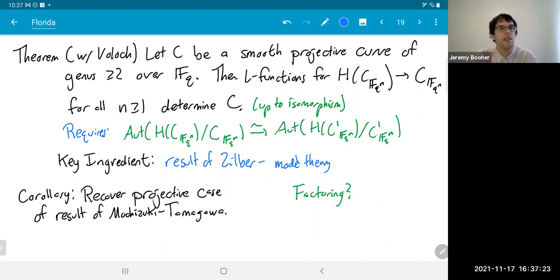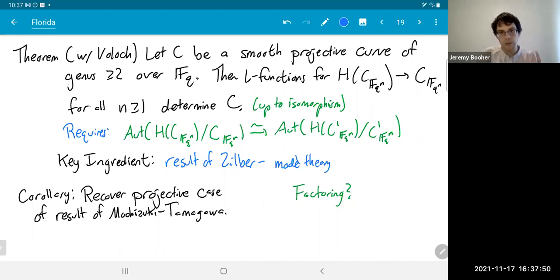All right, so this is a nice theorem. It answers a version of our question. It has another nice corollary. We can actually recover the projective case of this result I mentioned of Mochizuki and Tamagawa, which was about the étale fundamental group of a curve determining the curve. This is a really different proof of that result, and it's sort of surprising in that it works backwards.